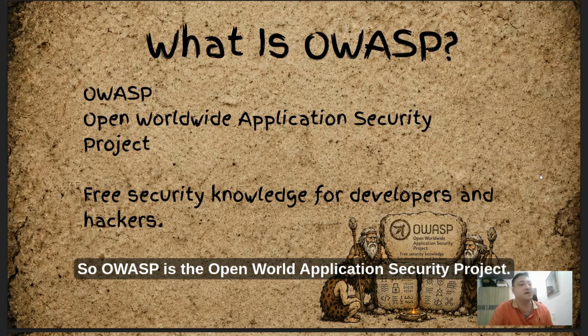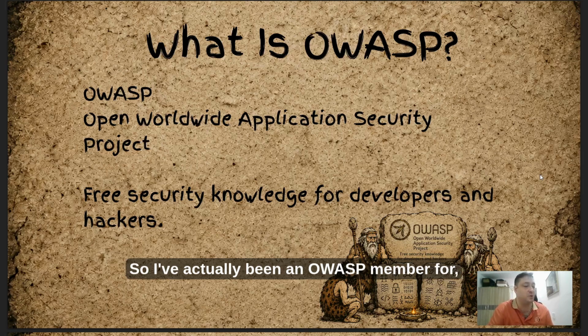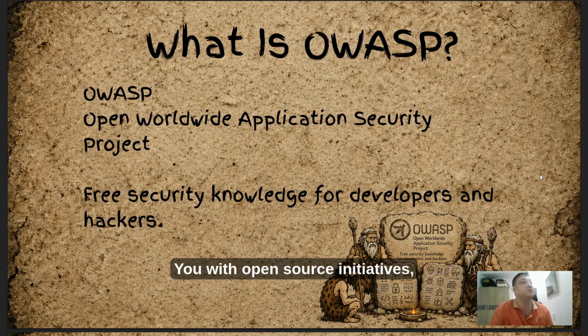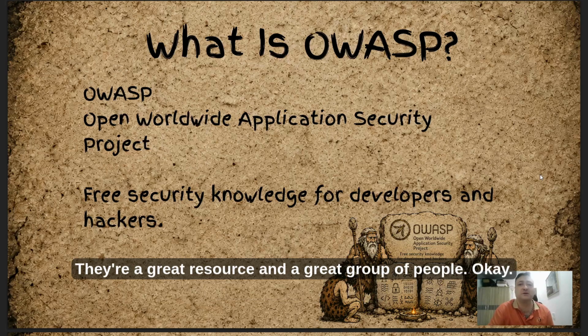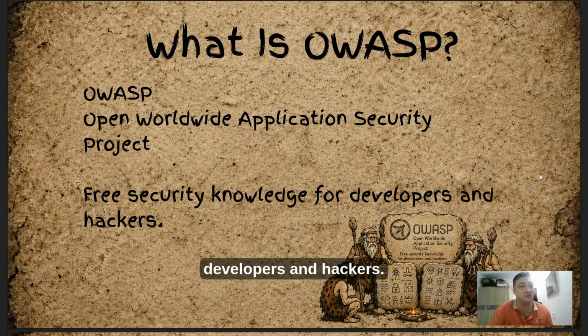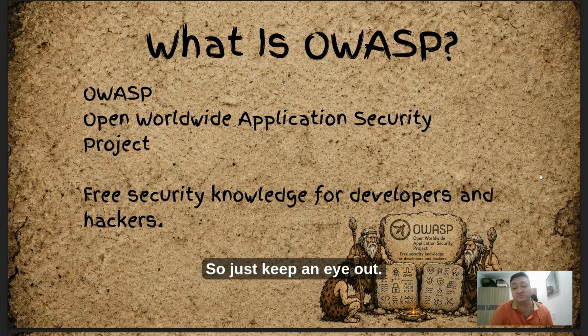So what is OWASP? OWASP is the Open Web Application Security Project. I'm actually a foundation member, so I've been an OWASP member for I think about 2, maybe 3 years now. And you can help with open source initiatives, help develop for them, help make guides, whatever you need. They're a great resource and a great group of people. Okay, so remember, OWASP is a free security knowledge base for developers and hackers. So remember, if you're using them, your attackers are too. So just keep an eye out.